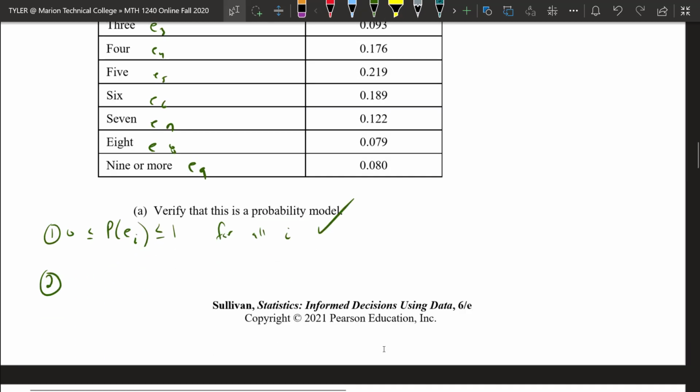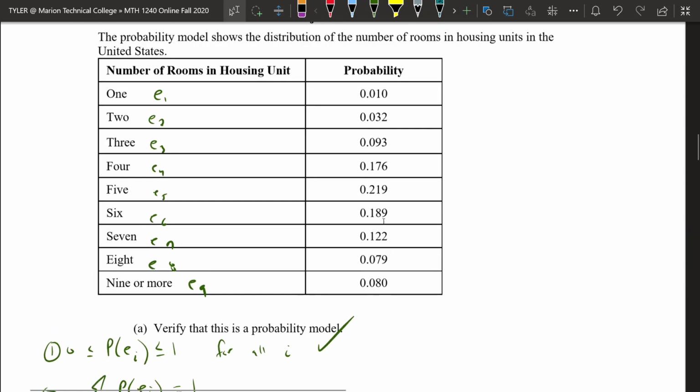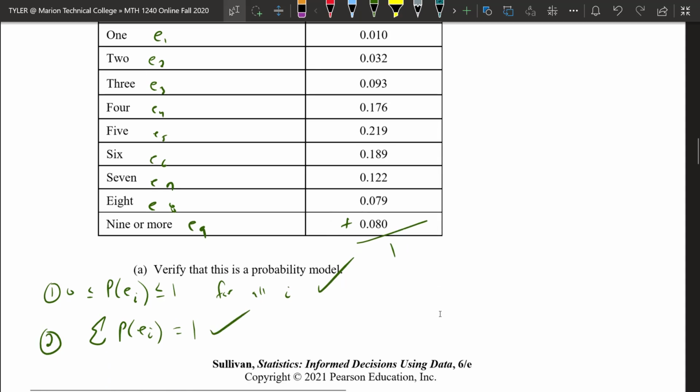So that checks out. And then the second condition is that the sum of all of the probabilities has to equal 1. If you take out your calculator and you add up all these numbers, that sum does in fact equal 1. So that checks out. That's the check that we have to go through to verify that that's a probability model.